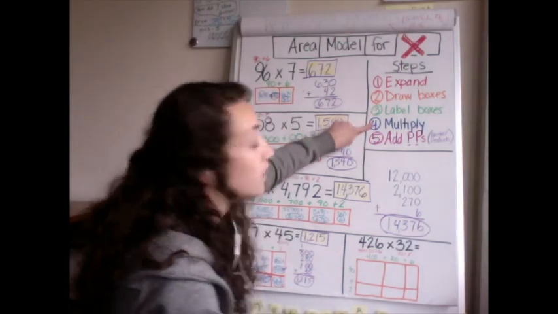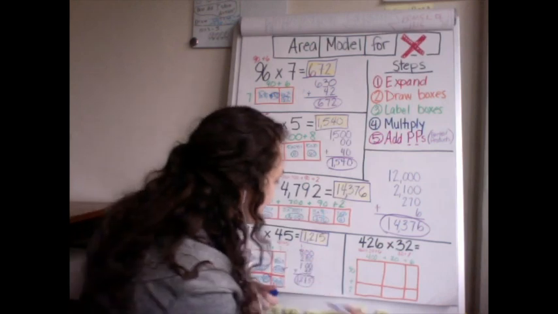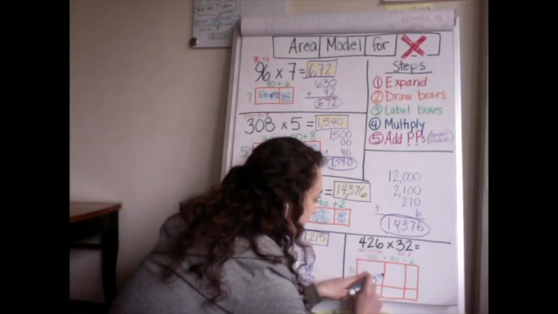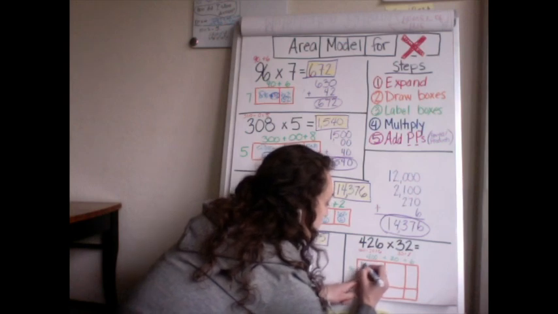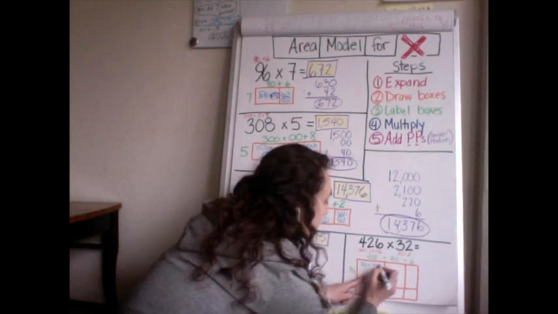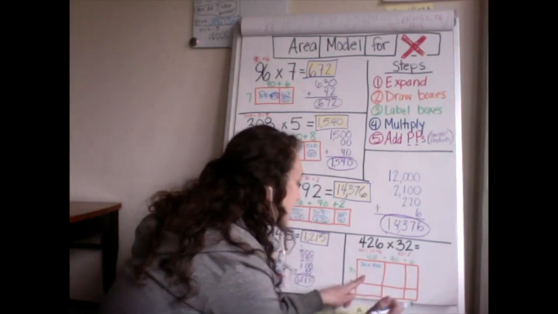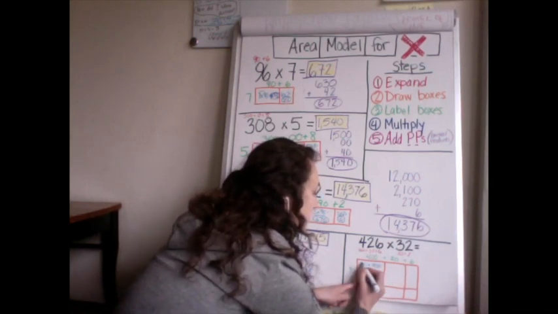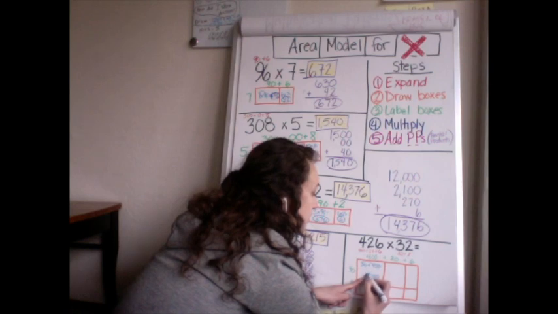Step number 4, multiply. Here we go. In my hundreds times tens box, I'm going to have 30 times 400. Exact same thing doing our tens patterns. 1, 2, 3 zeros. 1, 2, 3 zeros. 3 times 4 is 12. No wonder we learned those powers of 10.